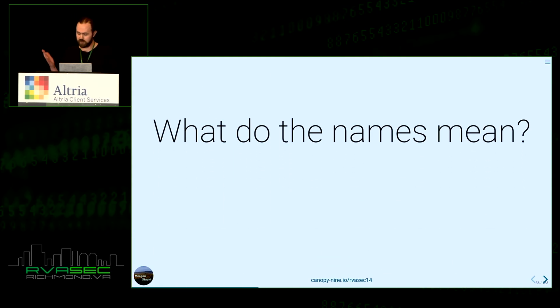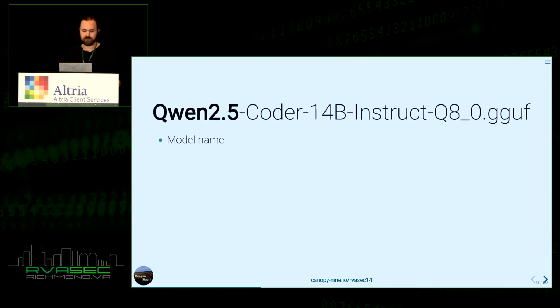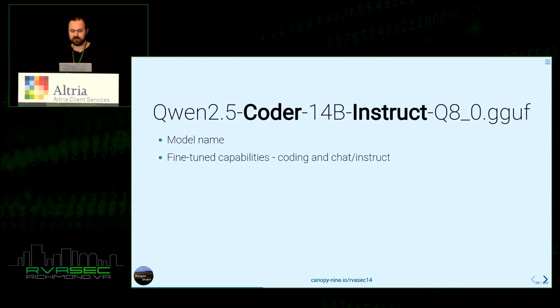So what do these weird names mean for these weights? So first, of course, is the model name, Qwen 2.5. After that, we see that it's been fine-tuned for two different use cases, one coding and the other instruct. So immediately I know this is a model that's intended to have chat-like dialogue with me, but is also supposed to be pretty good at coding.